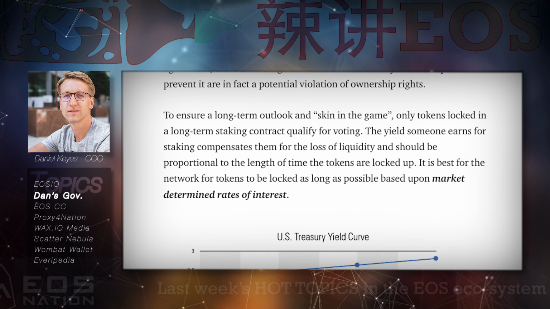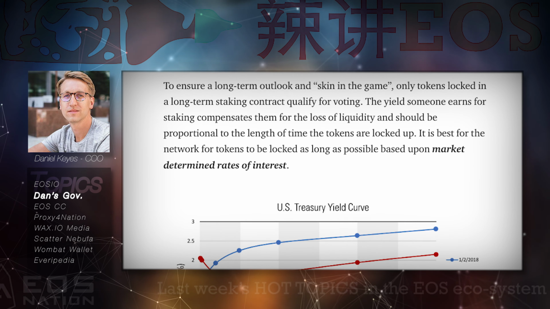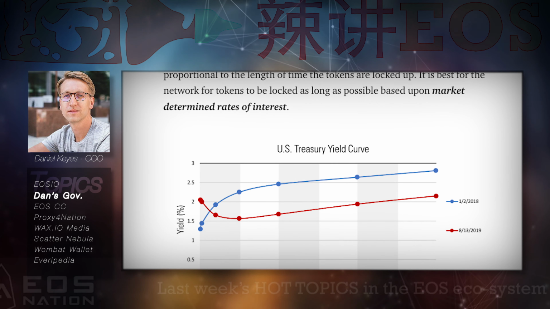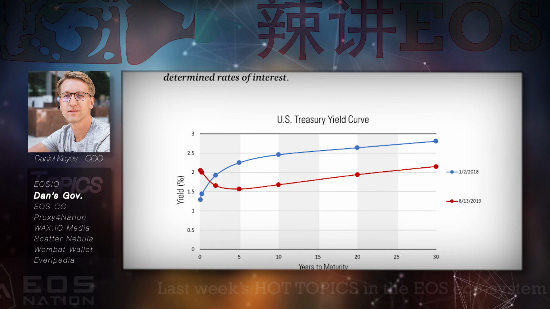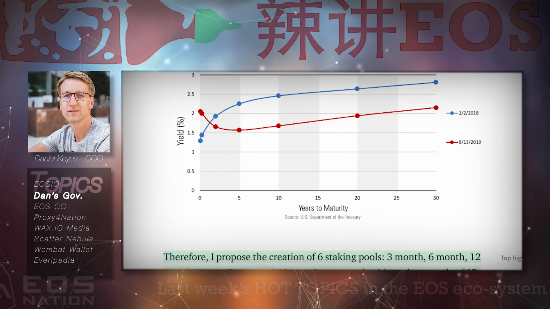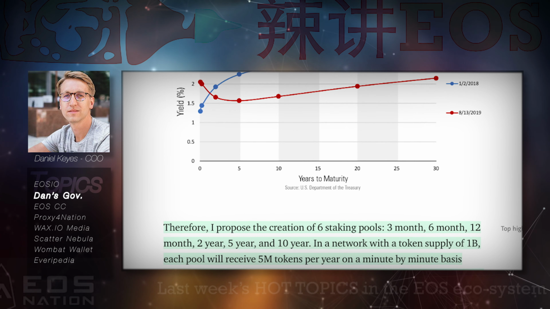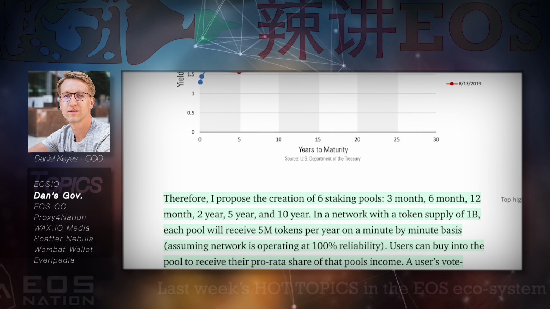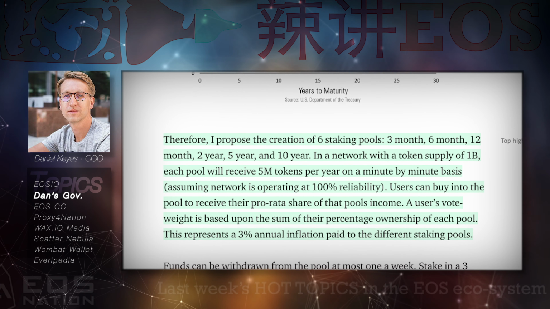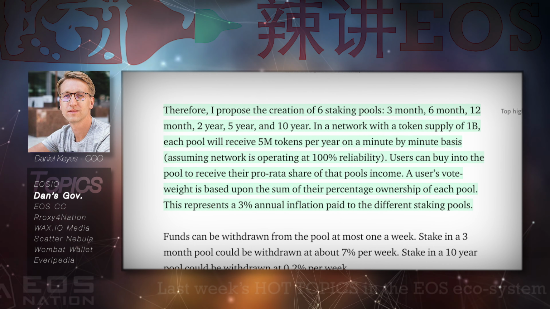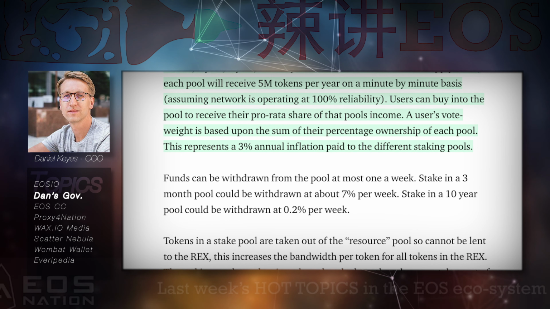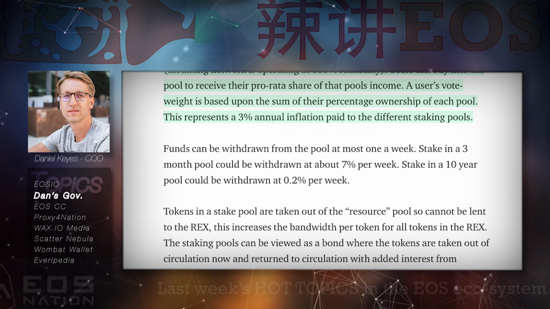"Therefore, I propose the creation of 6 staking pools: 3-month, 6-month, 12-month, 2-year, 5-year, and 10-year. In a network with a token supply of 1 billion, each pool will receive 5 million tokens per year on a minute-by-minute basis, assuming network is operating at 100% reliability. Users can buy into the pool to receive their pro rata share of that pool's income. A user's vote weight is based upon the sum of their percentage ownership of each pool. This represents a 3% annual inflation paid to the different staking pools.